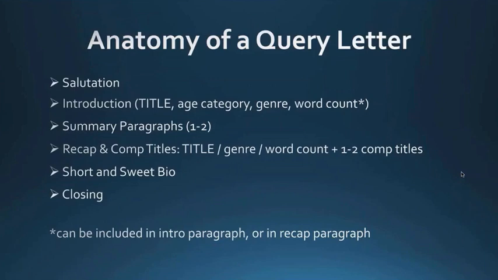The next part of a query letter is the bulk of your query letter, which is your summary. I'm going to get into that a bit more on the next slide, so I'll keep going. But this is where we'd like to see a concise but exciting summary of your novel. And then that's followed by a combination recap and comp title paragraph. This is a good place to tell us your title again, to remind us of the genre, to give us the word count if you haven't already, and then to provide comp titles.